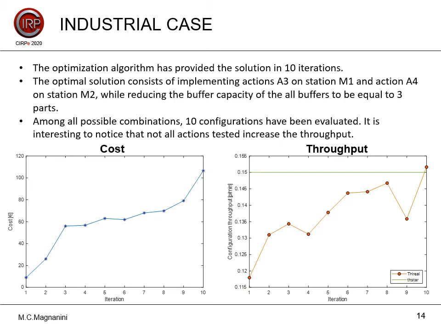Why? Because these 2 stations have been highlighted as the most critical ones from the performance point of view. At the same time, it is optimal to reduce the buffer capacity of all the buffers to be equal to 3 parts. Among all possible combinations, 10 iterations means that 10 configurations have been evaluated. It is interesting to notice from the 2 graphs that not all actions tested increase the throughput while increasing the costs.